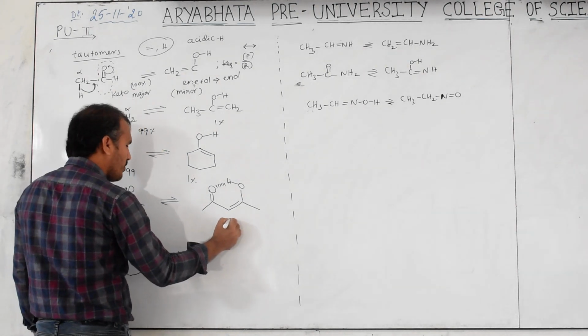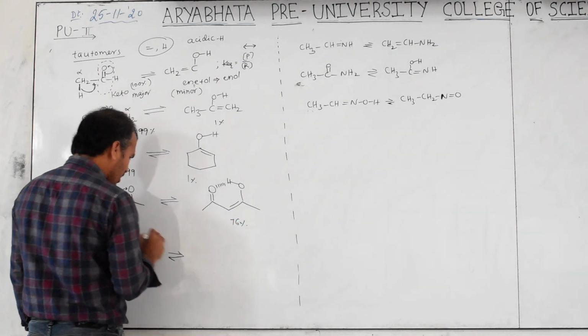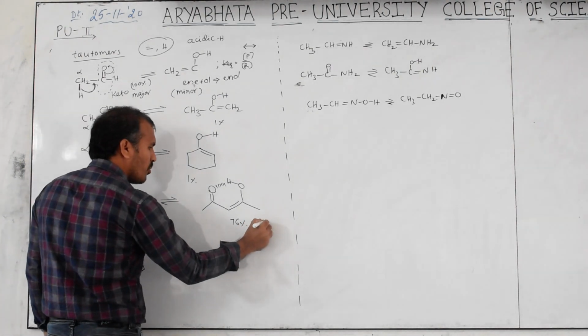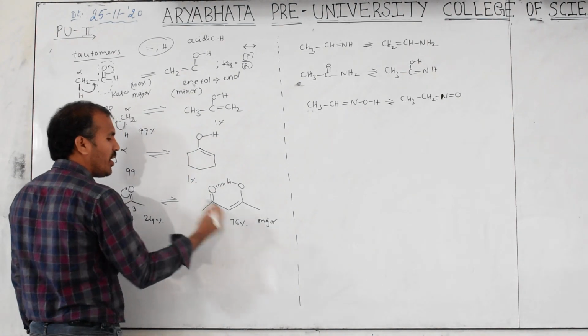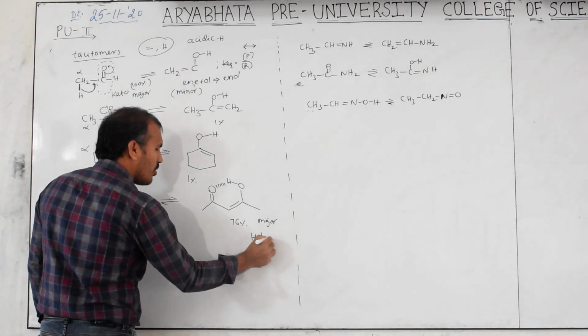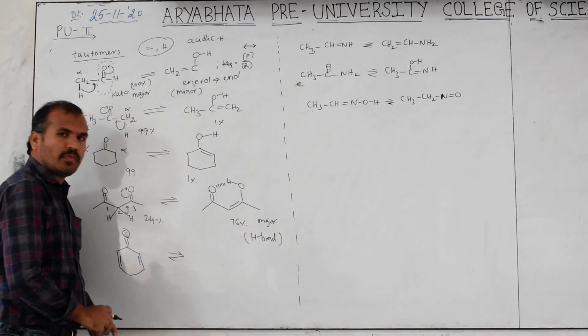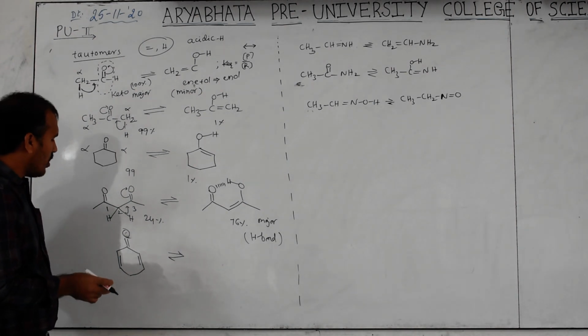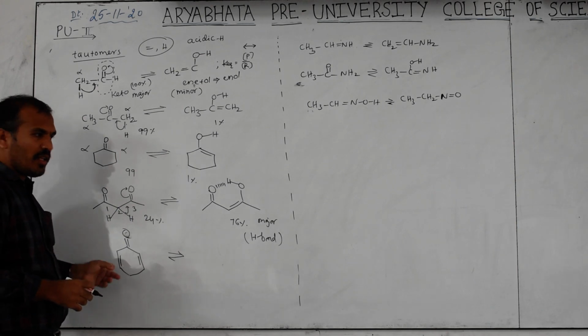Now if this is nearly 76%, this is nearly 24%. This is major, this is minor. Why is it major? Due to hydrogen bond.